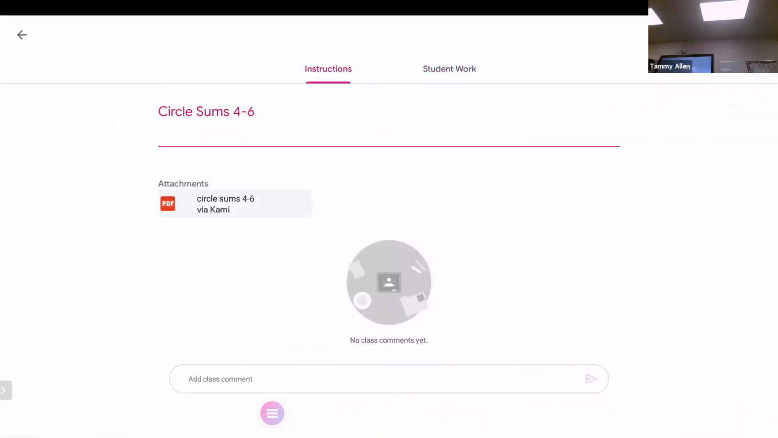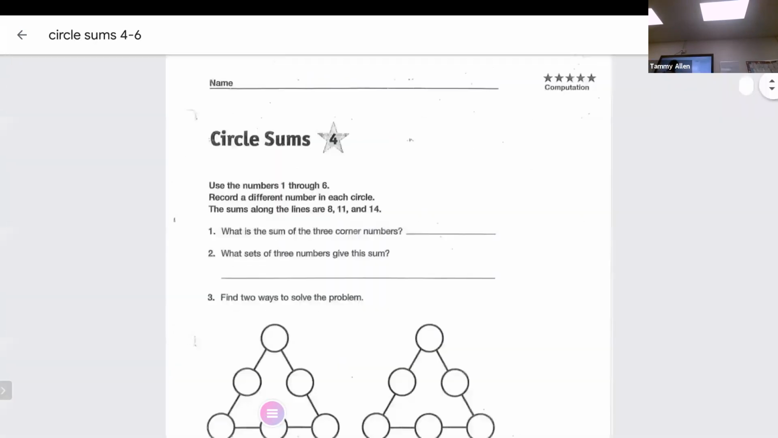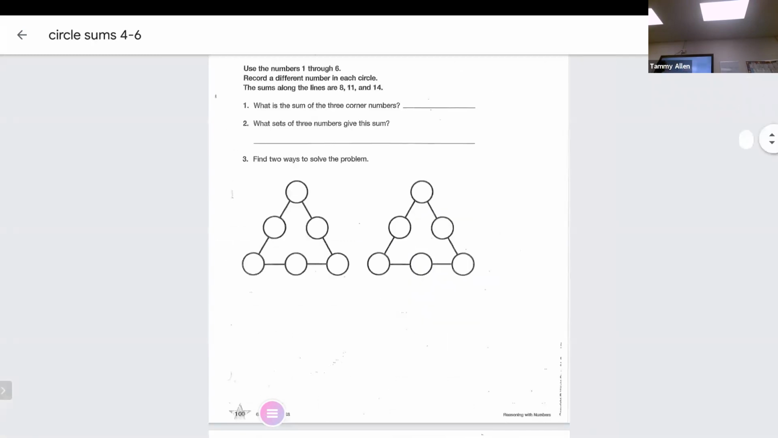And we'll be taking a look at number 4. And for circle sums, we are using the digits 1 through 6. I recommend that you have your number tiles out so that we can do some mixing up. You don't have to have them out, but I recommend it. I also suggest you have out another piece of paper because it may take several tries. And I need to see all of your tries.